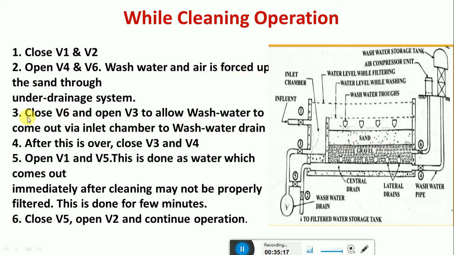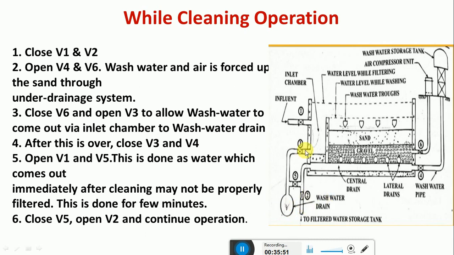Next we will close V6 and open V3 to allow wash water to come out via the inlet chamber to the wash water drain. So we will close the V6 valve, that is the air compressor valve, and open the V3 valve. Because of that, the water collected in the wash water troughs will come out through this V3, and the wash water is collected in the wash water drain.